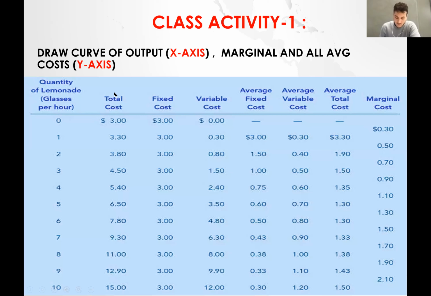So there's a class activity. Before the class activity, let me explain where this marginal cost is coming from. The marginal cost formula is change in total cost divided by change in quantity. So where is total cost? This is average total cost, we don't need that. Average variable cost? We don't need that. Average fixed cost? We don't need that. Variable, fixed, no. Total cost. So change in total cost divided by change in quantity.